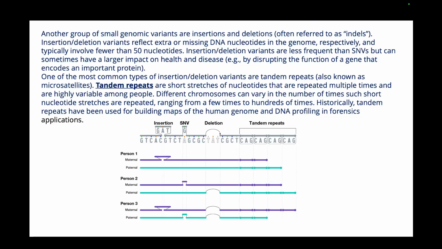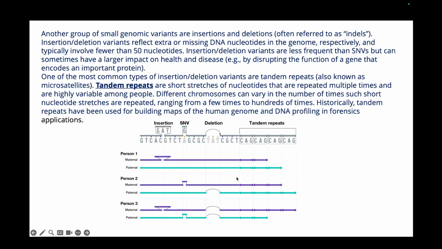Different chromosomes can vary in the number of times such short nucleotide stretches are repeated, ranging up to a few hundreds of times. Historically, tandem repeats have been used for building maps of the human genome and DNA profiling in forensic applications. So you can consider these tandem repeats as DNA fingerprints, which are used in different types of applications like forensics.